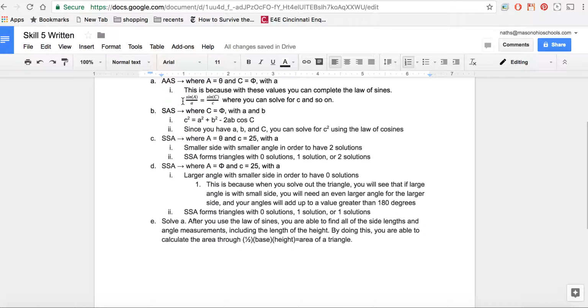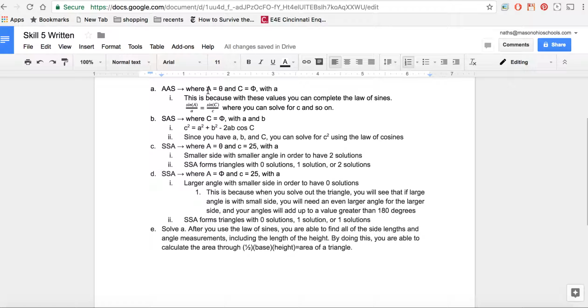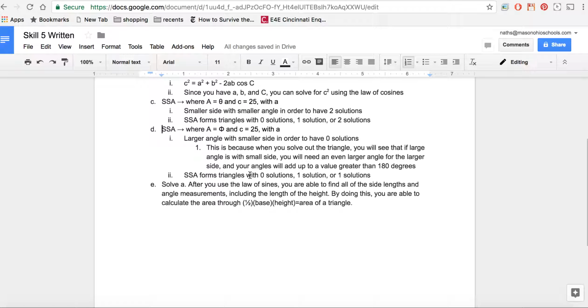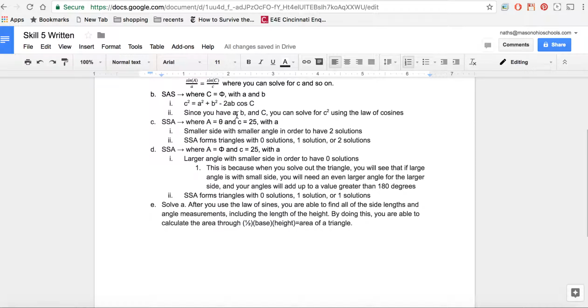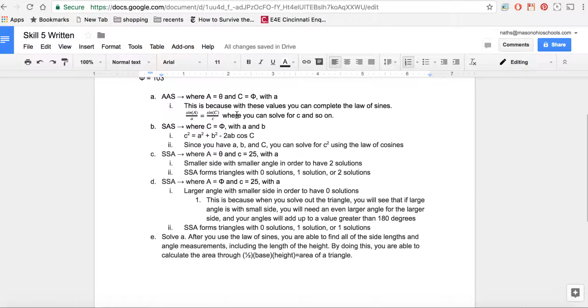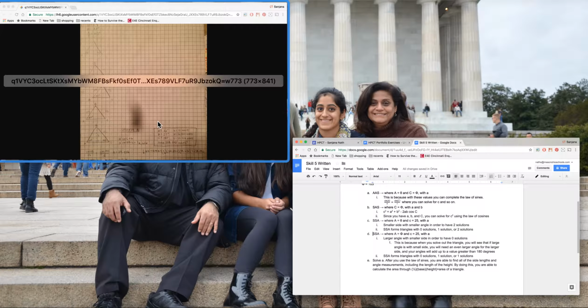So I took the law of sines, sine A over A equals sine B over B equals sine C over C, in which I had angle A, angle C, and side length A. And so I used the law of sines in order to find all of the side lengths and angles. As you can see down here, I basically found the side lengths, and with these 2 angles I could subtract these 2 from 180 in order to get this third angle.